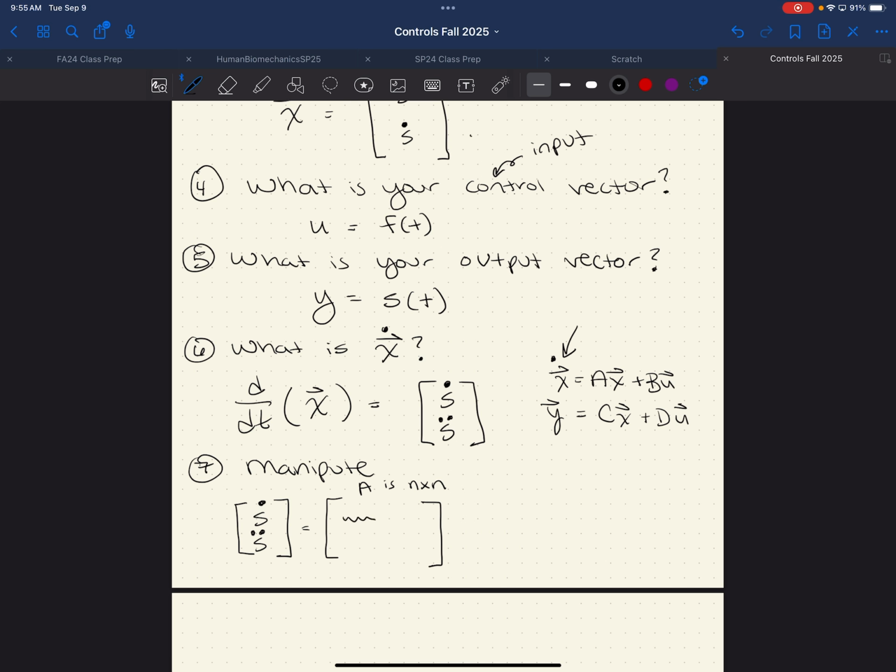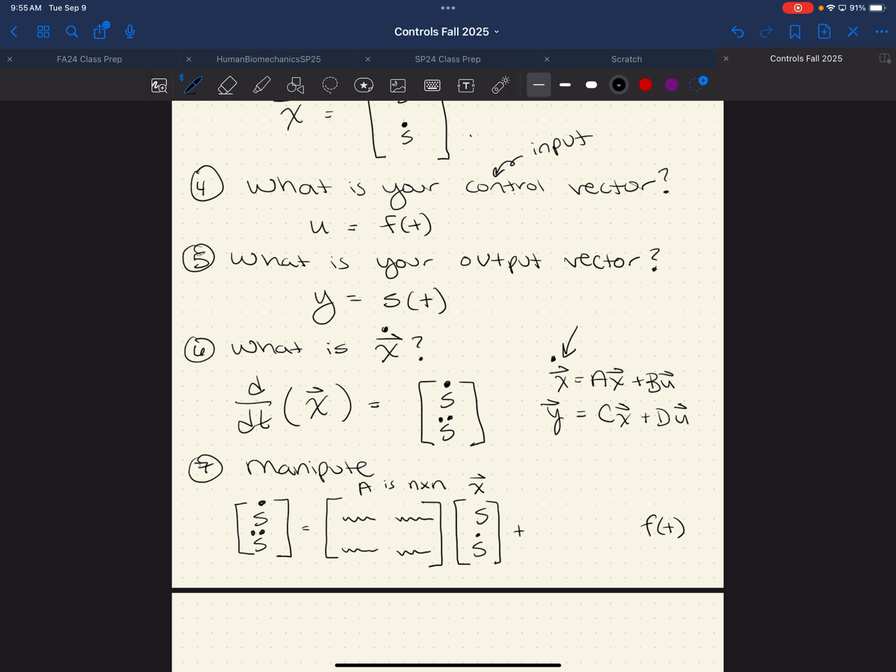So there's something that goes here, here, here, and here. And then I've got my state vector, which is just s, s dot. That's x, plus something times u. And we decided what u was back in number 4. What was that? F of t. Good. All right. So we need to figure out what the heck is B. What is the size of B?